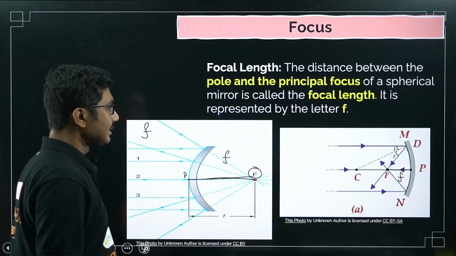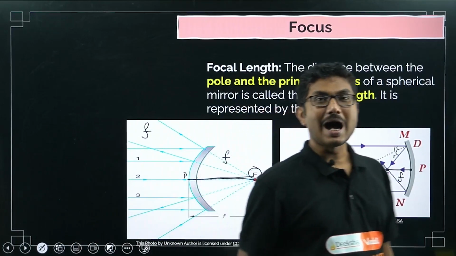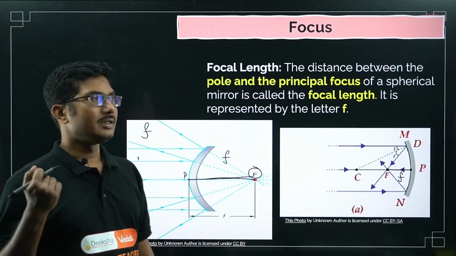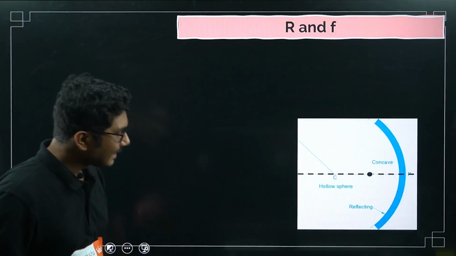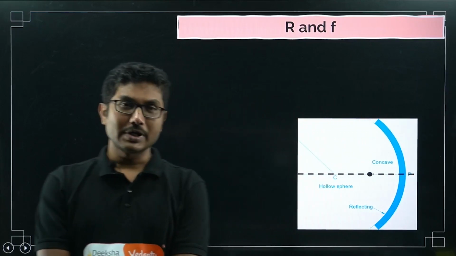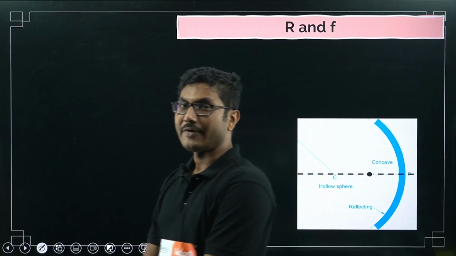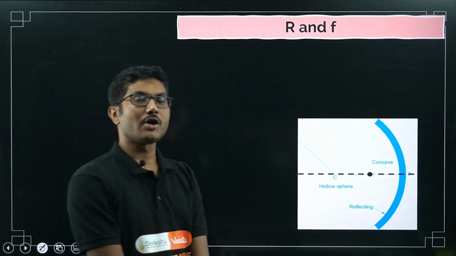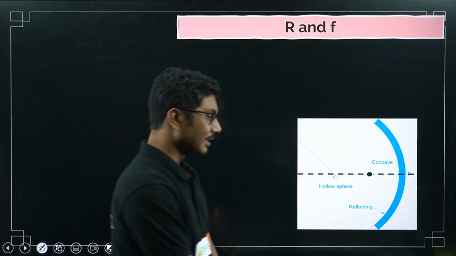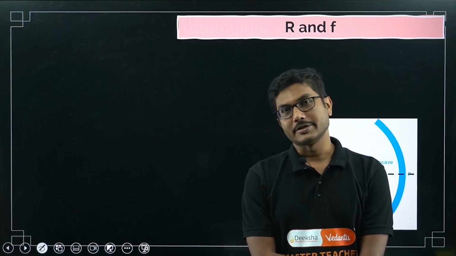Okay, C is the center of curvature, R is the radius of curvature. So you have to be careful about all these terms. Now what is the relationship between capital R and F? From the definition it appears that they are not related at all, because obviously center of curvature is a geometrical thing, right? It comes from the fact that the spherical mirror is part of a sphere, and that sphere has a center, and the distance of that center from the pole is the radius of curvature R.